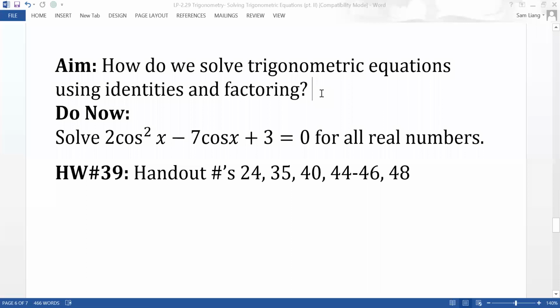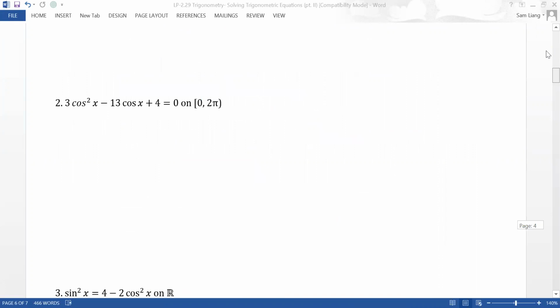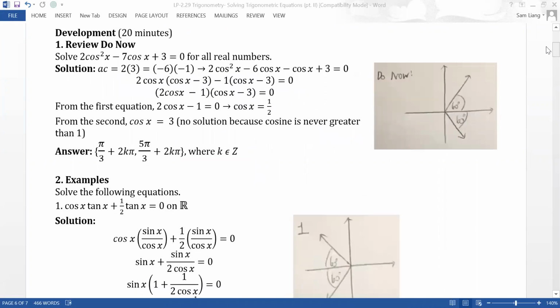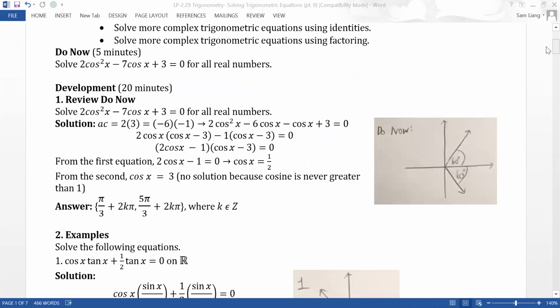Okay. So there's actually a lot of questions I want to go through today. So actually, let me just jump into the solution for the do now. All right, so you're going to see that we're going to use the AC method. And if you remember from Algebra 2 last year, the AC method is a method of factoring when you have a non-1, meaning the quadratic coefficient is not equal to 1, right? So the coefficient in front of the square term, in this case cosine squared x, is not 1.